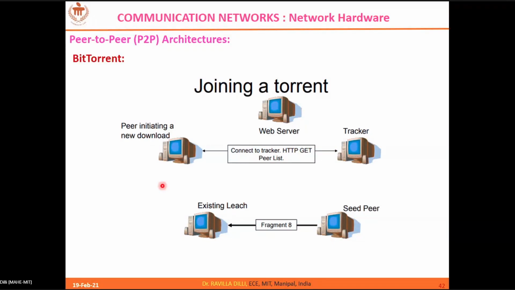So I try to download a movie. The movie is not a single file, it is available in terms of fragments. Each fragment is available with different nodes in the network. Every node will give the fragment which is available with them, and I'll collect all such fragments. Finally, I complete my download. At the same time, I will also share the fragments which I receive with the nodes who do not have those fragments. So that's how BitTorrent works.